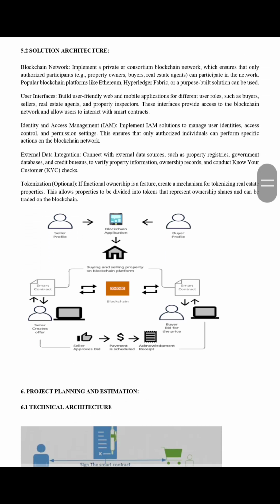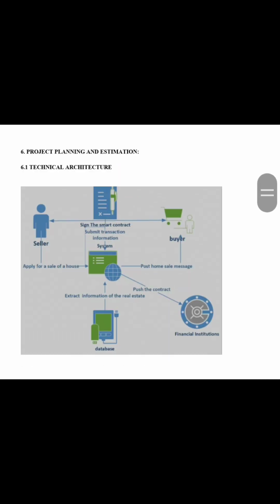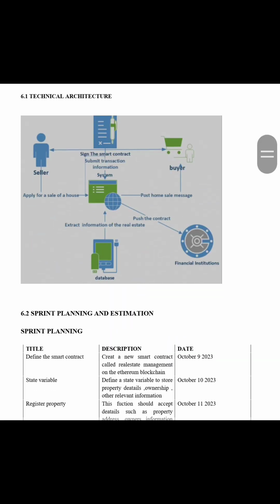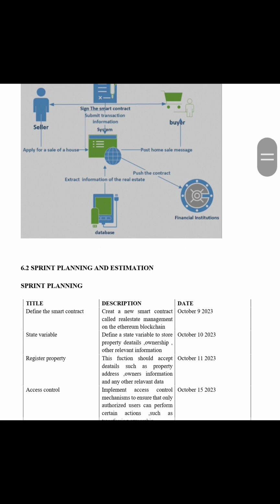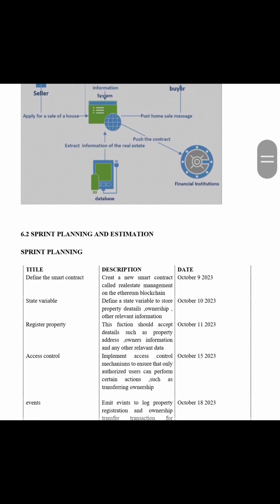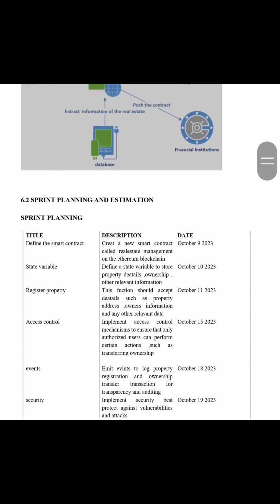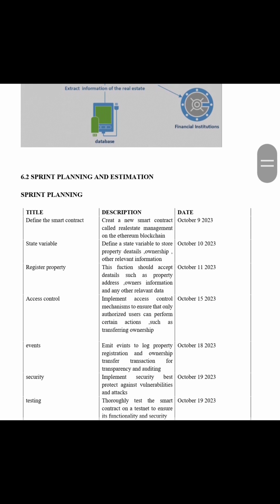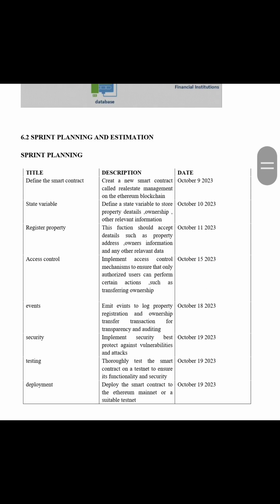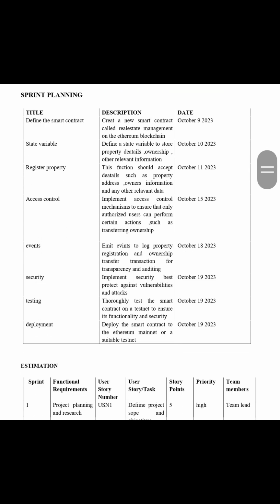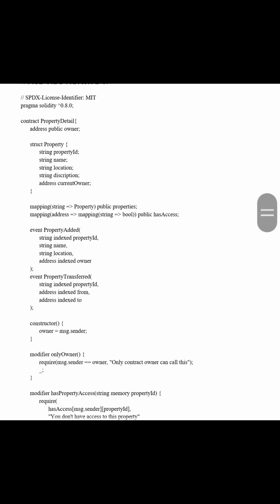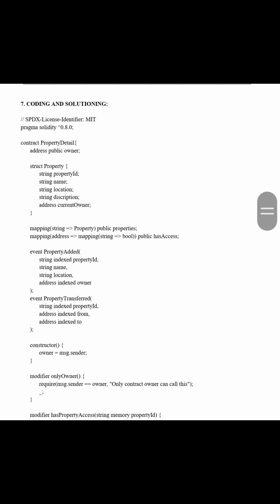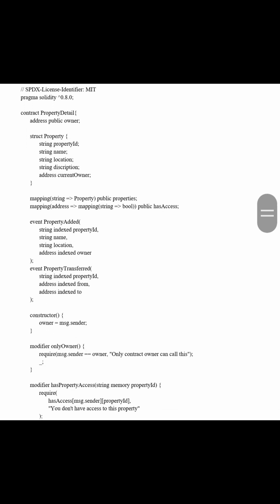Project planning and estimation. The technical architecture is described in the image, along with sprint planning and estimation. Estimations are listed in tabular columns such as functional requirements, user story number, user story, story points, priority, and team members. Coding and solutioning. The coding provides the related code for the real estate system using blockchain technology. Performance metrics.